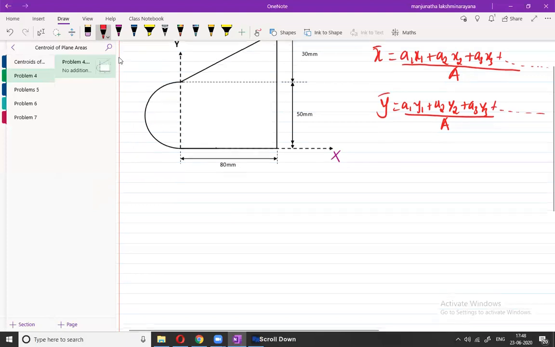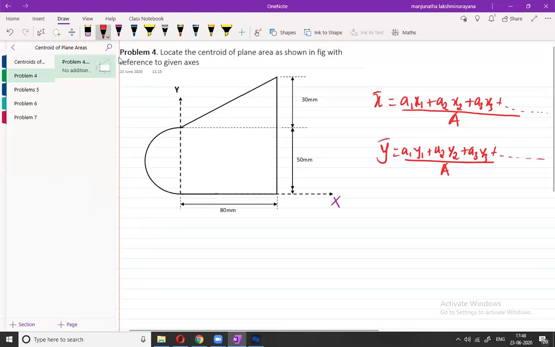Now, in this case, first let us identify the elemental areas. This complex area is comprised of one semicircle, one rectangle, and one triangle, which is clearly divided. So let us call this rectangle as A1, this semicircle as A2, and this right angle triangle as A3. Since the given reference axis is here, you cannot actually assume any reference axis. With reference to that, you need to find out the centroid.